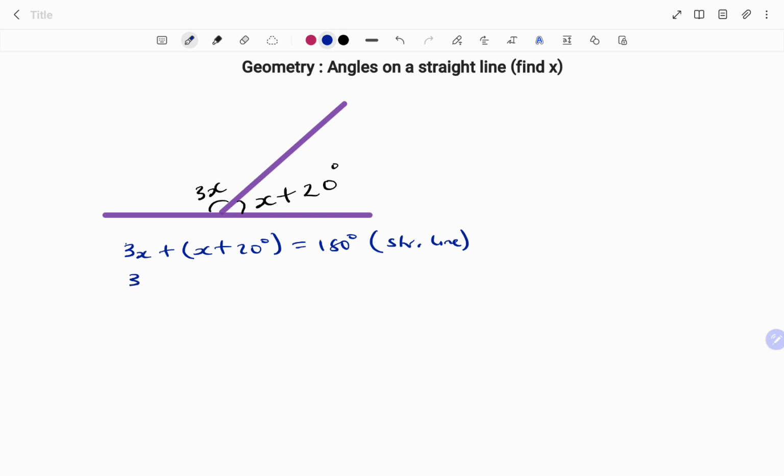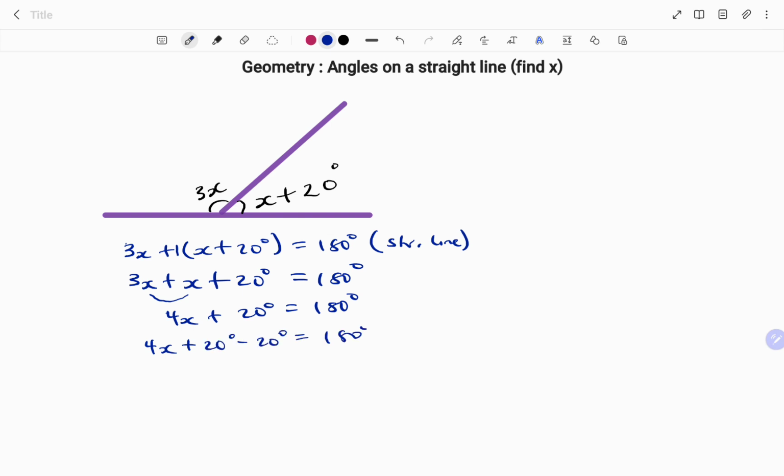If I open up the bracket, 3x plus, because I have an invisible 1 here, that's 1 times x, that's x, plus 1 times 20, 20 equals 180. If I collect like terms, I have 3x plus x, that will give me 4x plus 20 equals 180 degrees. Using the balance method, if I take out 20 degrees from both sides, whatever you do on your left, you do on your right. This cancels. I'm left with 4x equals 180 minus 20 is 160 degrees.